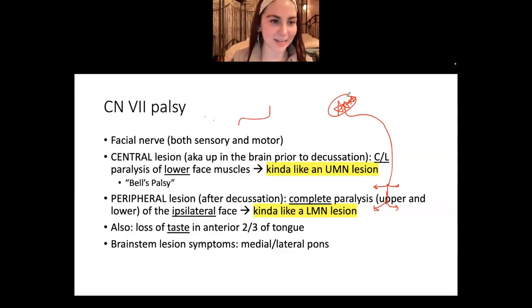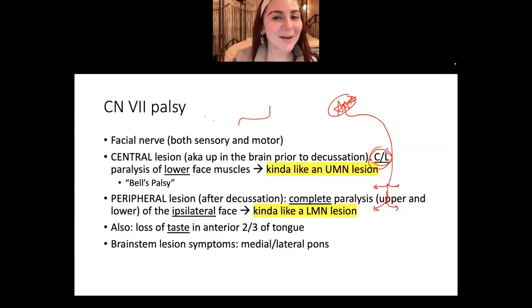Just for cranial nerve 7, you can think of a central cranial nerve 7 lesion as acting like an upper motor neuron lesion, in that if you lesion it before it crosses, just like if you lesion the corticospinal tract, you're going to see contralateral signs. So again, this is like what you just said, cranial nerves are ipsilateral.